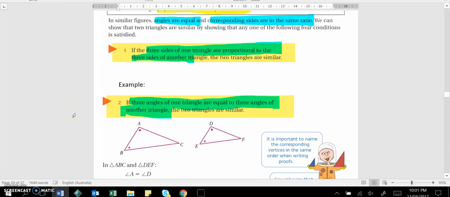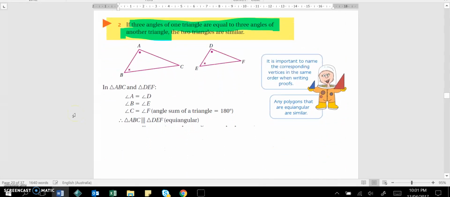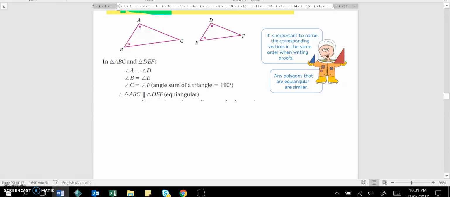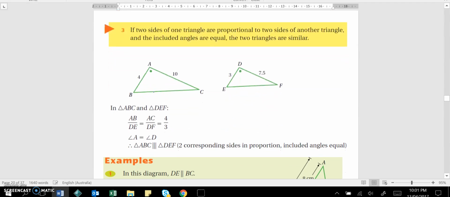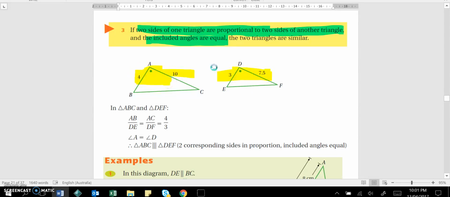And there's an example of the second one here, so you can see that you've got these two angles equal, so the third must be by default. We don't really talk about equiangular, so in some books you'll see equiangular. We don't write that, okay? We just write down three pairs of matching equal angles. And the third thing is you could have two sides of one triangle in the same ratio. So in the same ratio, that's another way to say proportional. And the included angles are equal. We talked about what included angle means in congruence. It means the angle in between the two sides.